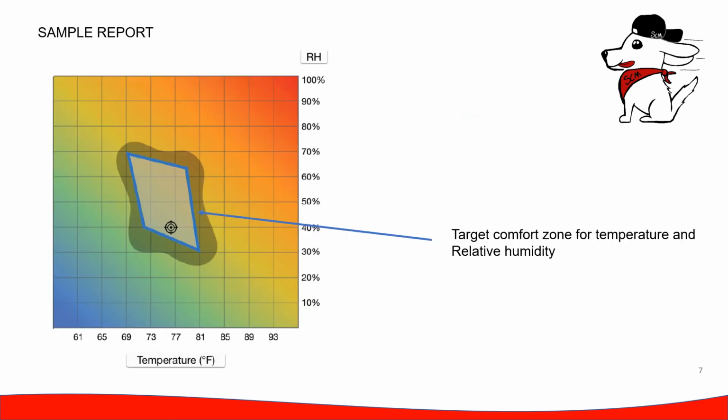Then there's the comfort zone. Inside the blue box here is where we want to be. In this example, the black circle is inside the comfort zone. Different people like it at different levels, but typically inside this blue box is where we want the comfort to be. This is a plot of the actual temperature against the relative humidity inside the box.